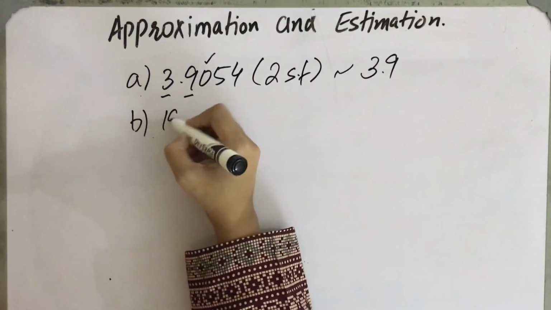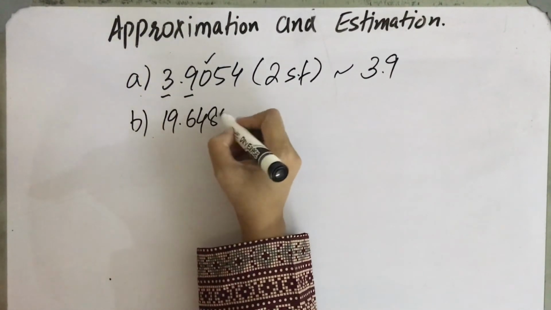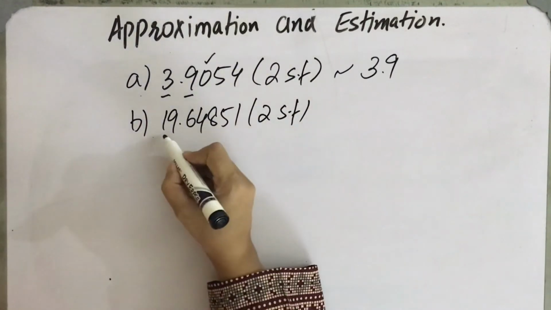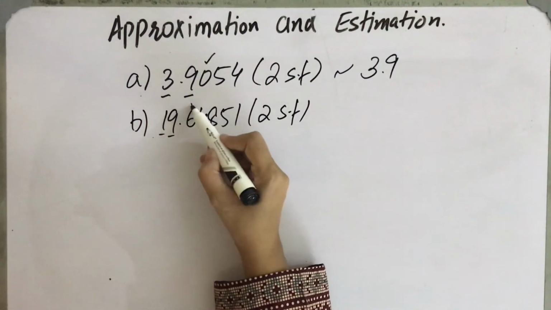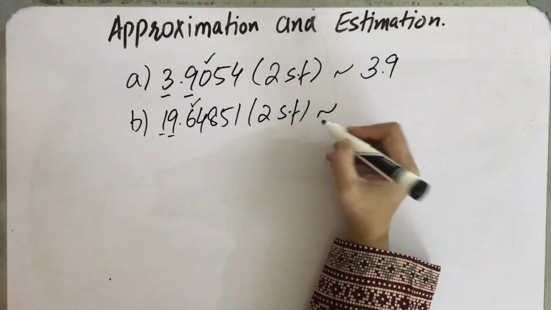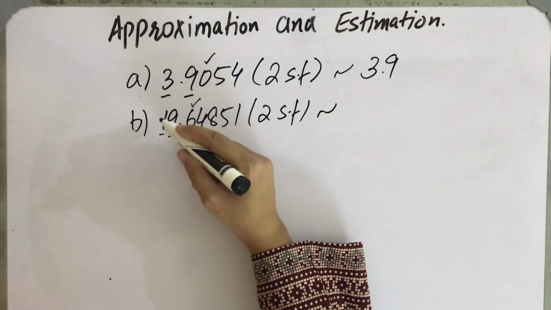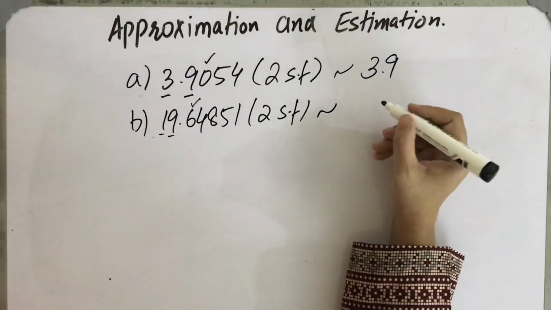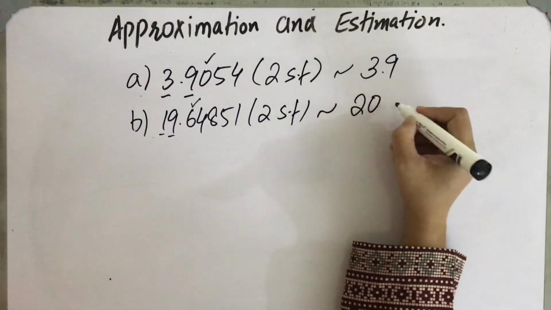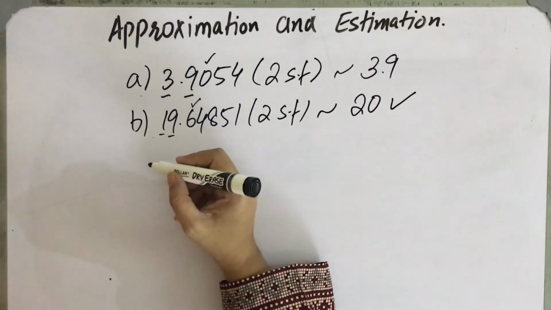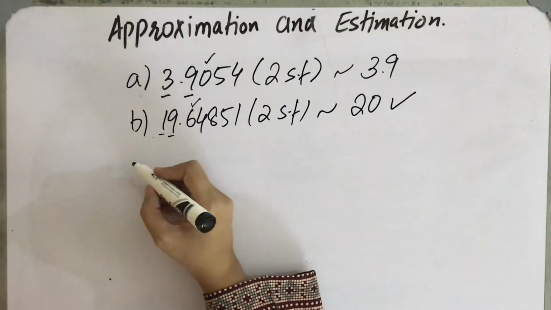If we have 19.64851 and we have to give our answer correct to 2 significant figures, these are the first 2 figures. We shall study this 6. 6 is more than 5, so it will give 1 to 9. 9 will become 0 and 1 will become 2, or in other words, our 19 will become 20, and the answer has 2 digits. So it has 2 significant figures.